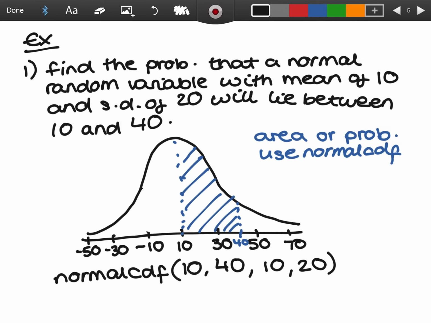But in this case, because they have given you a strict lower and upper bound, they've given you the mean and they've given you the standard deviation, we can just plug that into our calculators and it should come out to 0.4332 if you try it on your calculator, and I highly encourage you to do so.